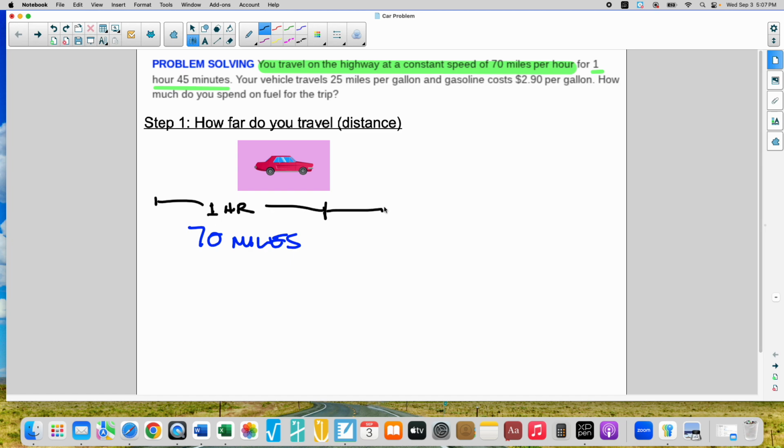Now, we don't travel a complete hour. We travel 45 minutes, which is not in hours. So that's one of the tricks: 45 minutes is a bit of a tease. We want to go hours. We travel 70 miles per hour, but we're in minutes. So 45 minutes is equivalent to how many hours? Well, we know 45 minutes is out of 60. So this actually equals 3/4 of an hour.